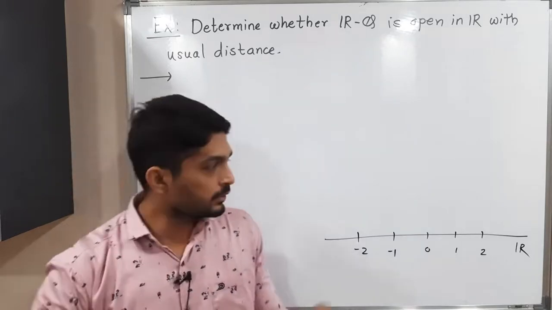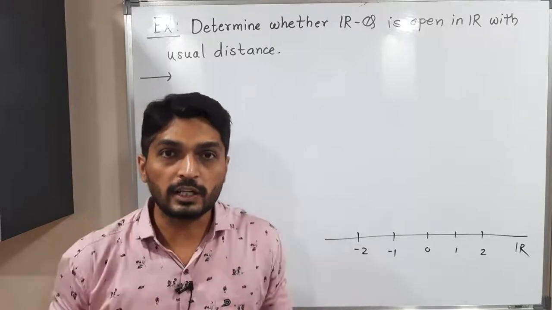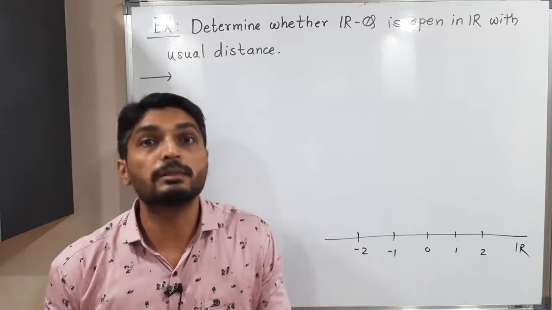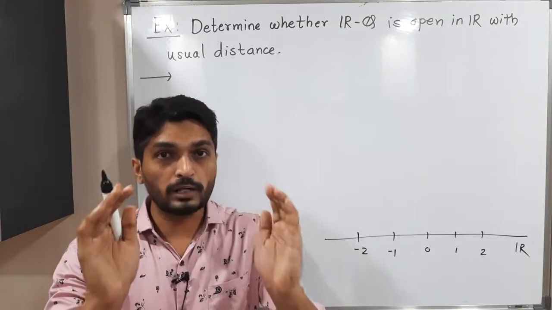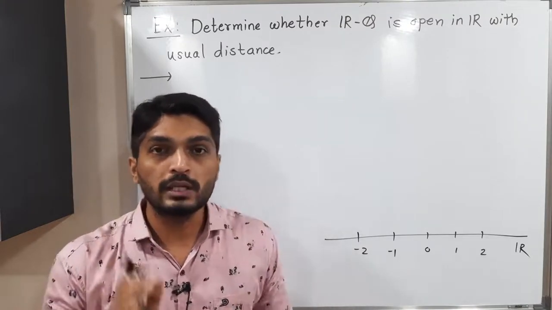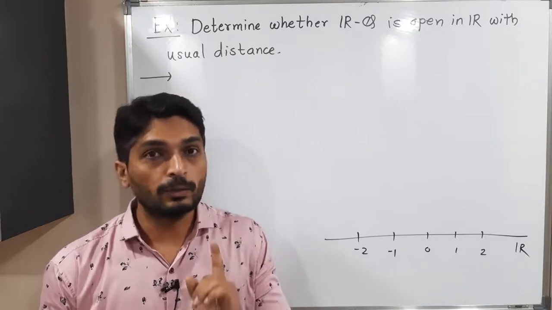So if you take any irrational number and draw a ball around it, then definitely it will contain some rational numbers also. So it is not possible to draw a ball around an irrational number which contains only irrational numbers. That's why it's not an open set. But this thing we have to prove.